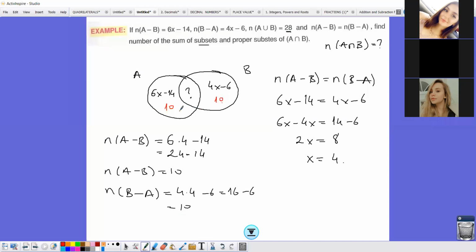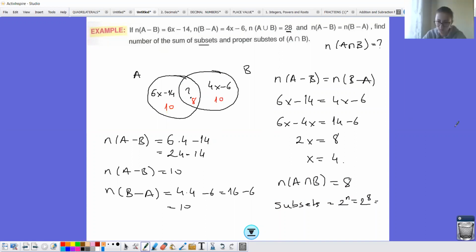10 here, 20. So how many elements do we need to have in the intersection part? If we have in total 28, 8 will be in here. So what we found is that the number of elements of A intersection B is 8. So the number of subsets is 2 to the power of n, which is 2 to the power of 8. What will be 2 to the power of 8? If 2 to the power of 7 is 128, what will be 2 to the power of 8? 256, I think?